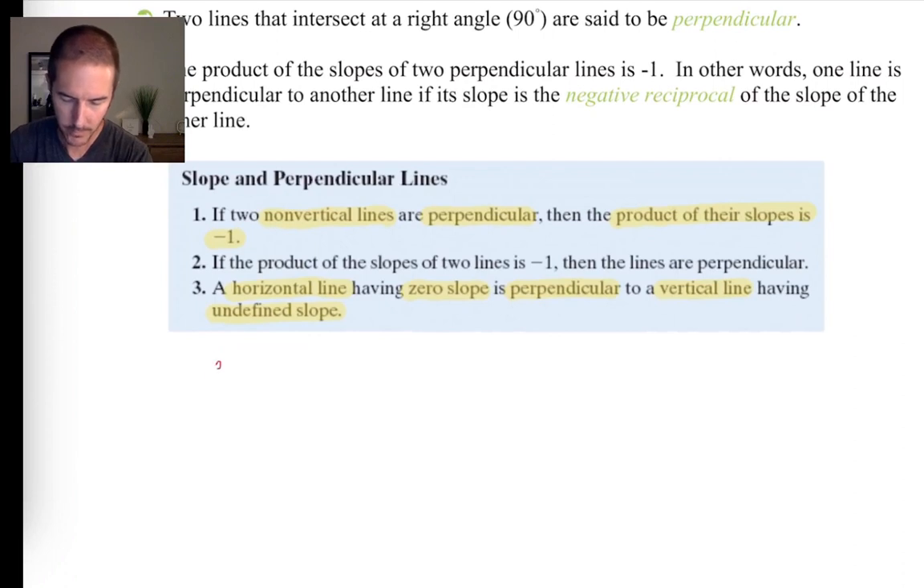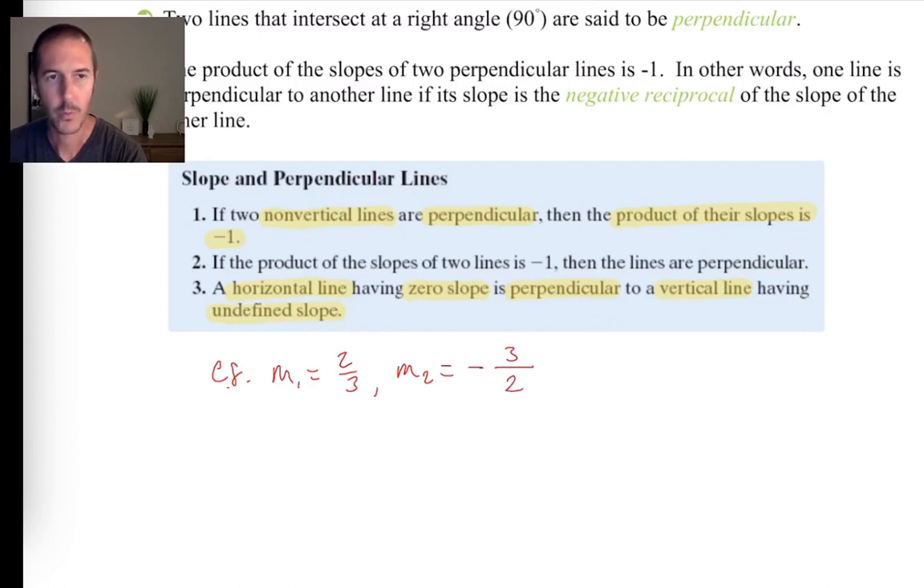For example, if the slope of your first line, m1, is equal to 2/3, then the slope of the perpendicular line, m2, will equal the opposite reciprocal, which would be -3/2. So you see that the fraction has flipped and the signs are opposite. And indeed, if you multiply those two fractions together, you'll get -6/6, which simplifies to -1.